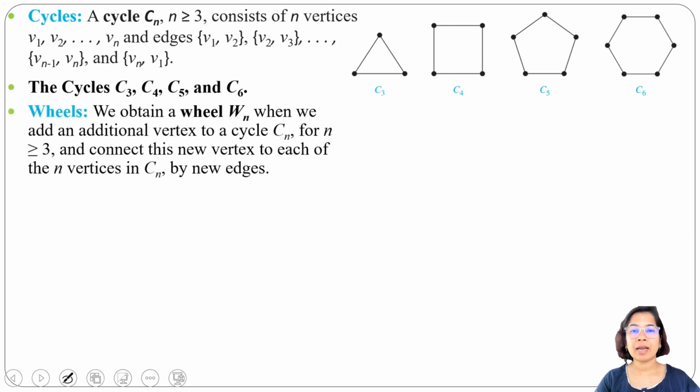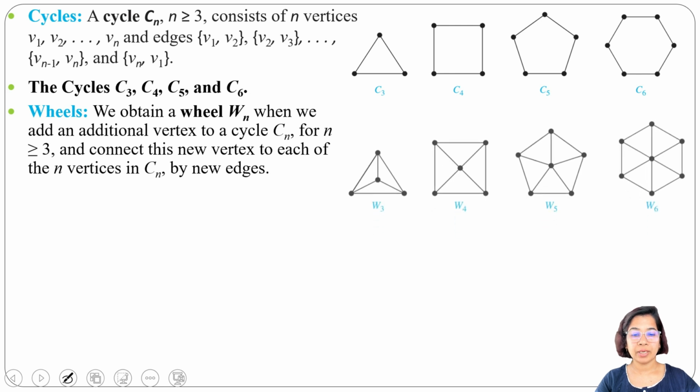Next is the wheel graph. If we add one vertex in the middle of a cycle and add edges from that vertex to every other vertex, then that's a wheel. To obtain a wheel Wn, we add an additional vertex to a cycle Cn for n greater than or equal to 3 and connect this new vertex to each of the n vertices in Cn by new edges. Then that's a wheel.